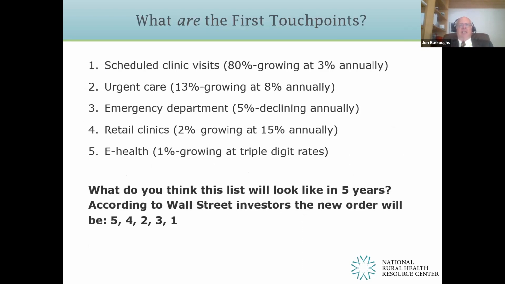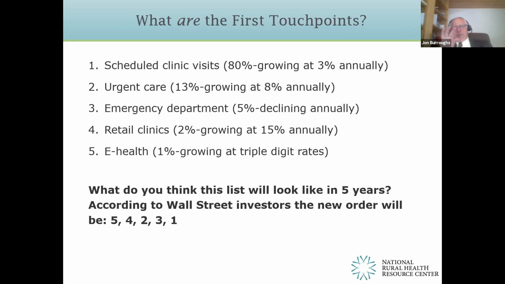What are the first touch points? Now, this is interesting. This came out of an article that I read in the Wall Street Journal. The first touch points today in healthcare are scheduled clinic visits, 80%, urgent care, 13%, emergency department, 5%, retail clinics, 2%, e-health, 1%.